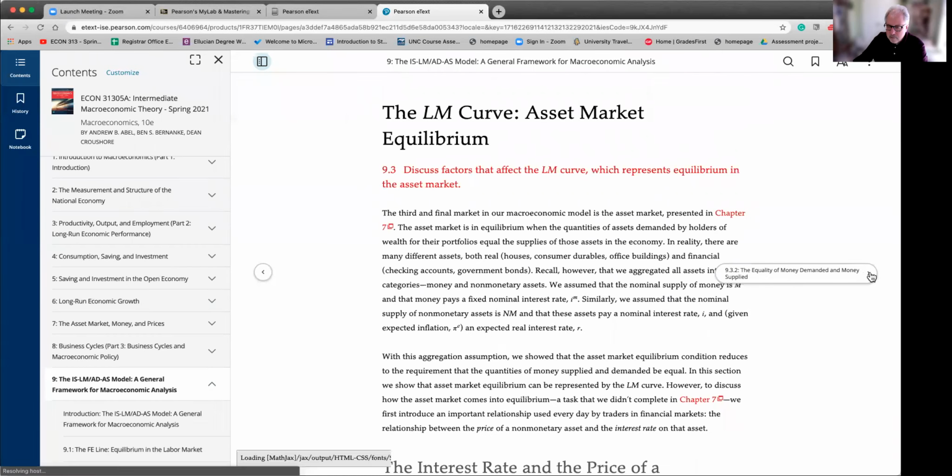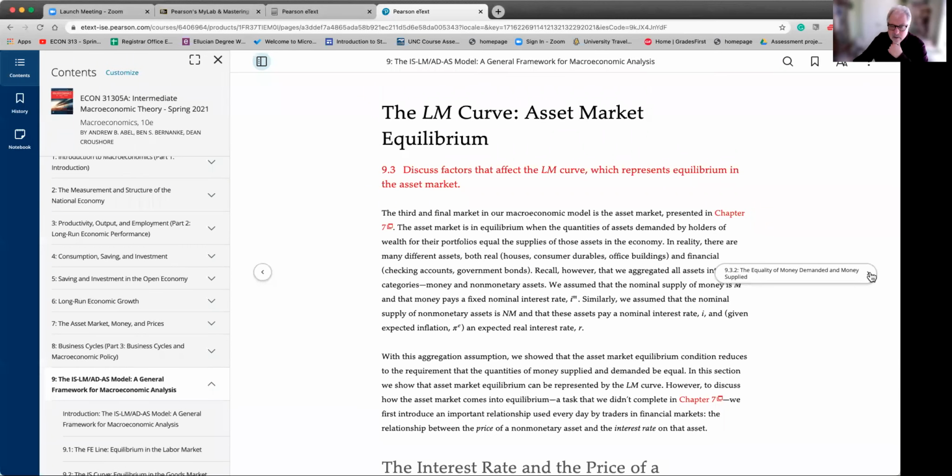The next section of the chapter deals with the asset market. Liquidity has to do with the demand for money.